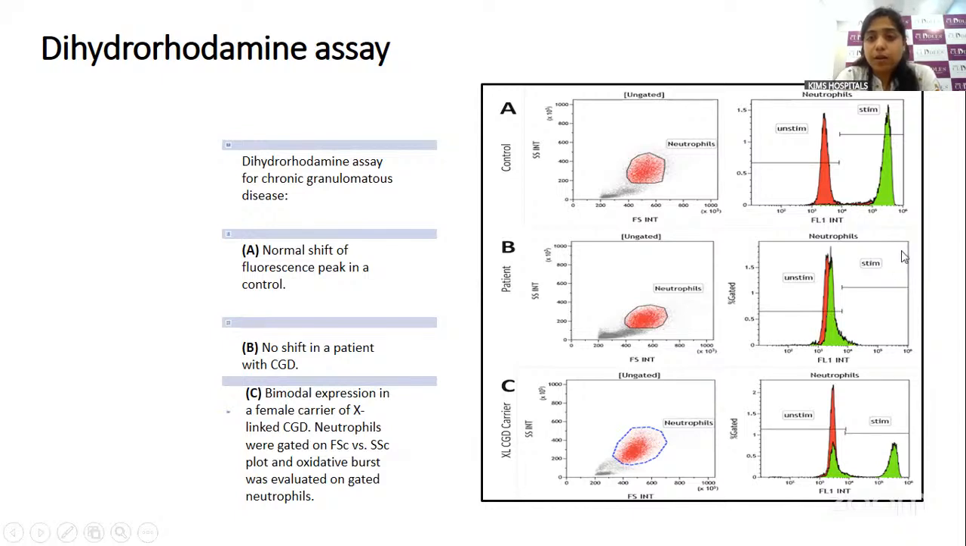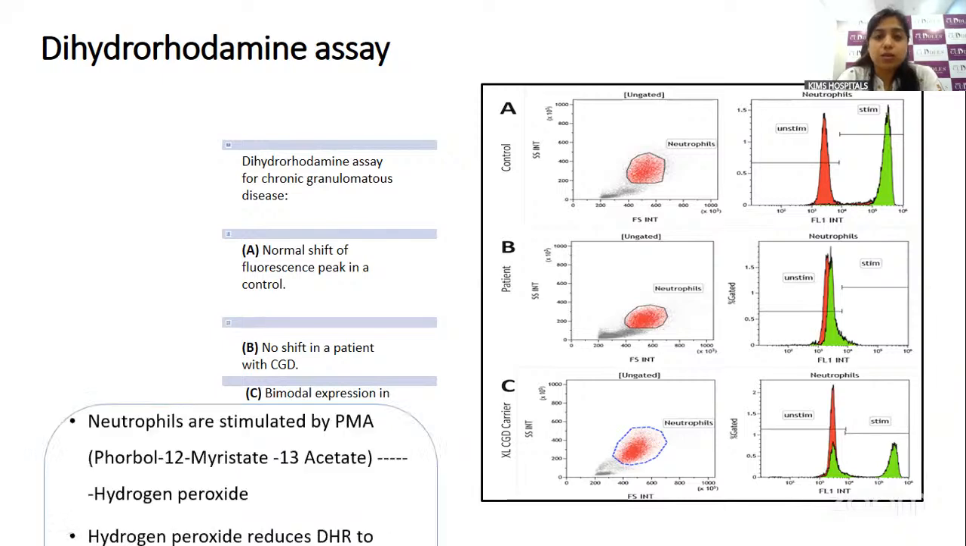This is a normal flow cytometry. The red one is the unstimulated one and the green one is the stimulated. After stimulation, it has shifted, that is, they are having fluorescence. In the case of a patient, there is no shift, which means there is no dye reduction. And in the case of carriers, the third graph, we can see a double peak, showing how some neutrophils have activity and some do not.